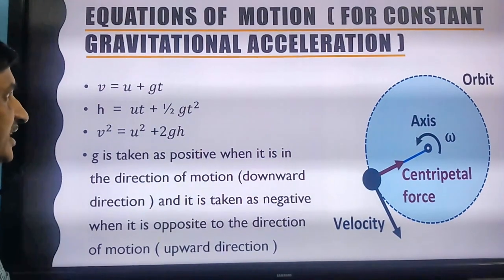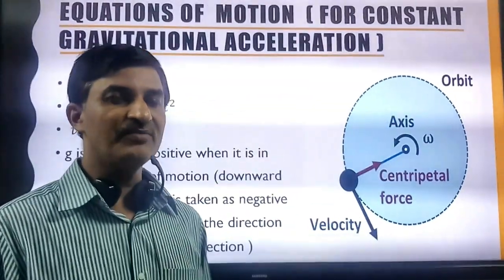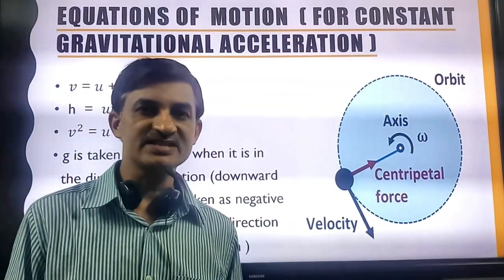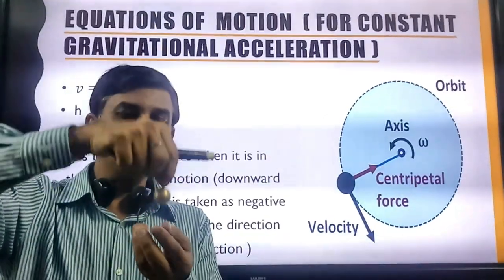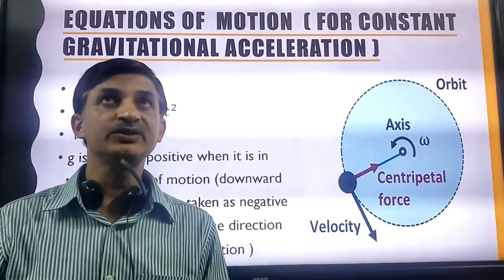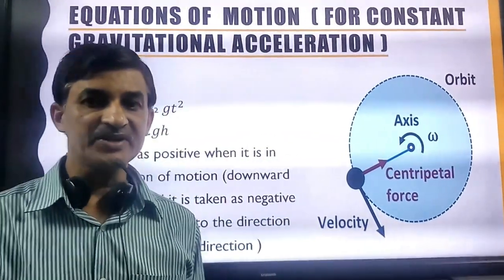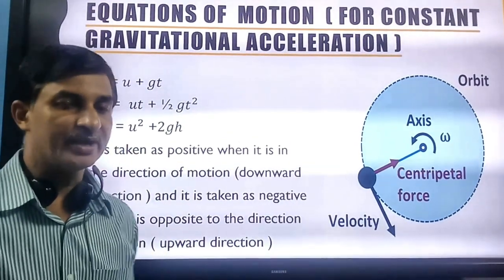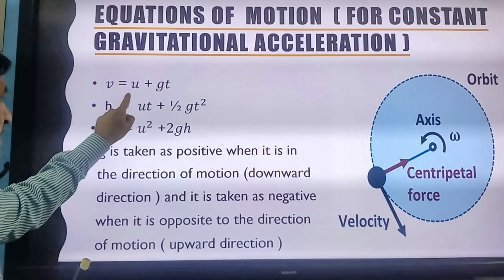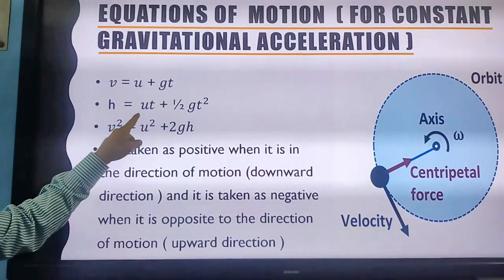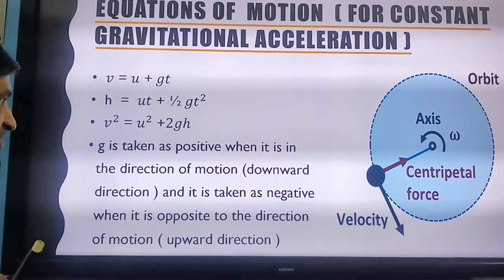Motion for constant gravitational acceleration. Already in the chapter of motion we have studied equations of motion, but here the body is falling under the effect of gravity, or if we throw a body vertically upward, then these three equations are modified accordingly. These three equations are written as: v is equal to u plus gt, h is equal to ut plus half gt square, v square is equal to u square plus 2gh.